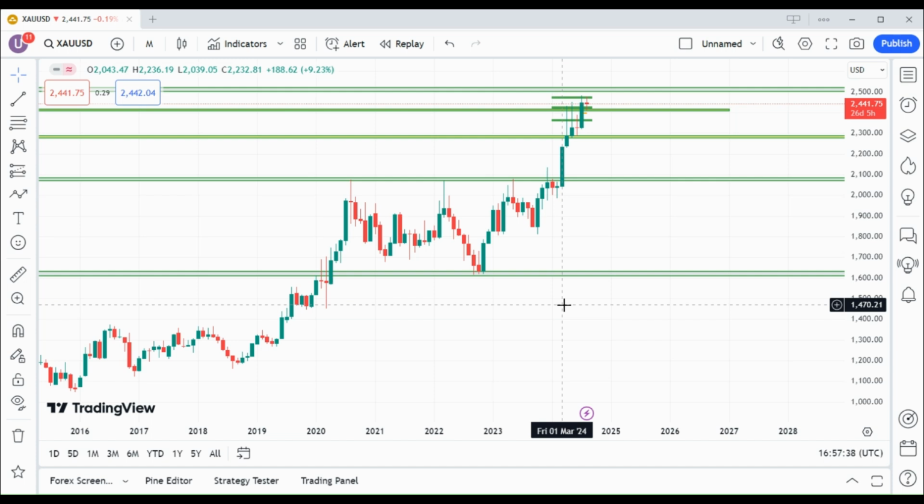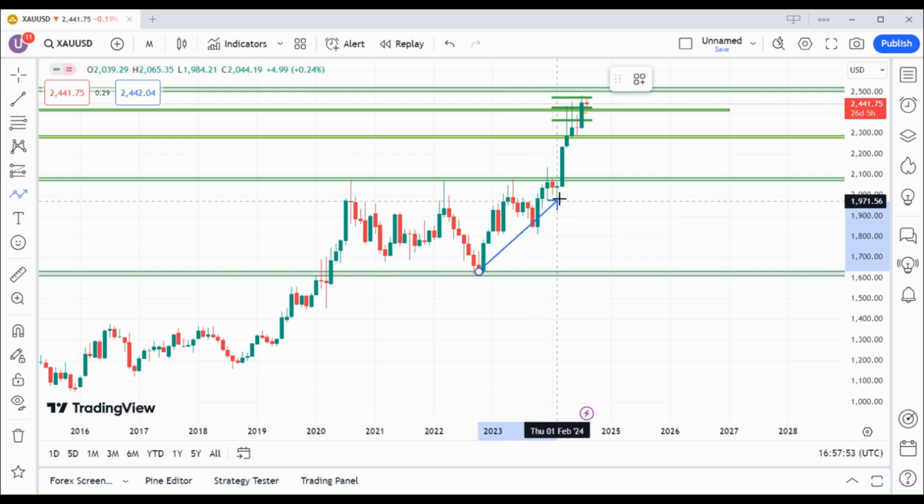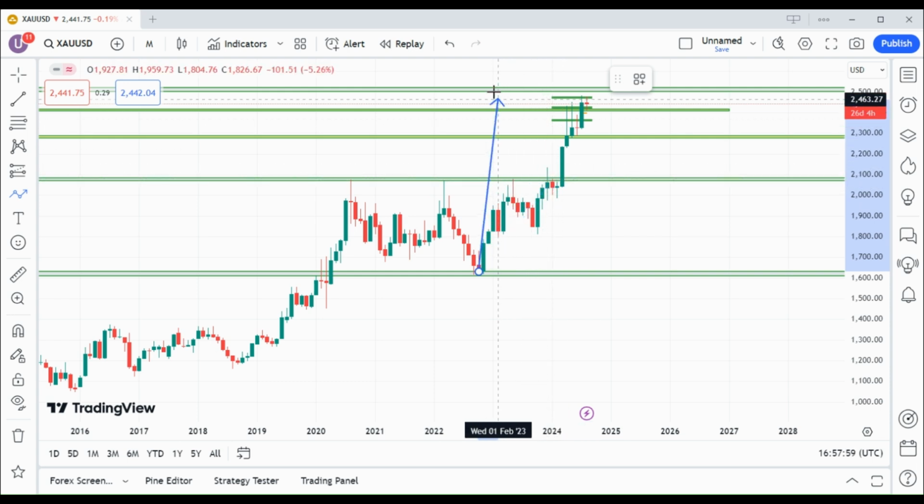XAUUSD technical analysis starting from a monthly time frame. So this place is the monthly lower zone, this point is the monthly middle zone, and above here is the monthly upper zone.